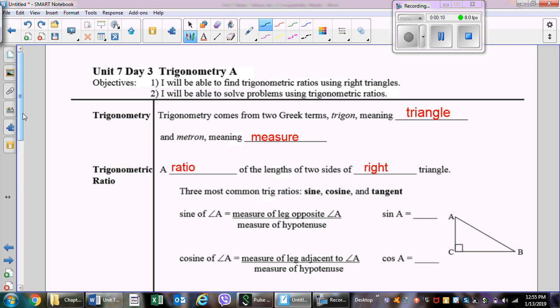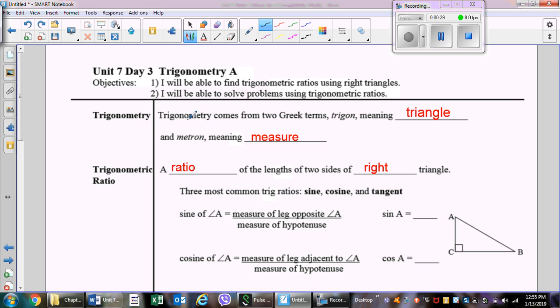And then next class we're going to do Part 2. So today we're going to focus on what the trig ratio is, and then try to solve a couple of problems related to that. And then next class we will do the same thing but related more with the angles.